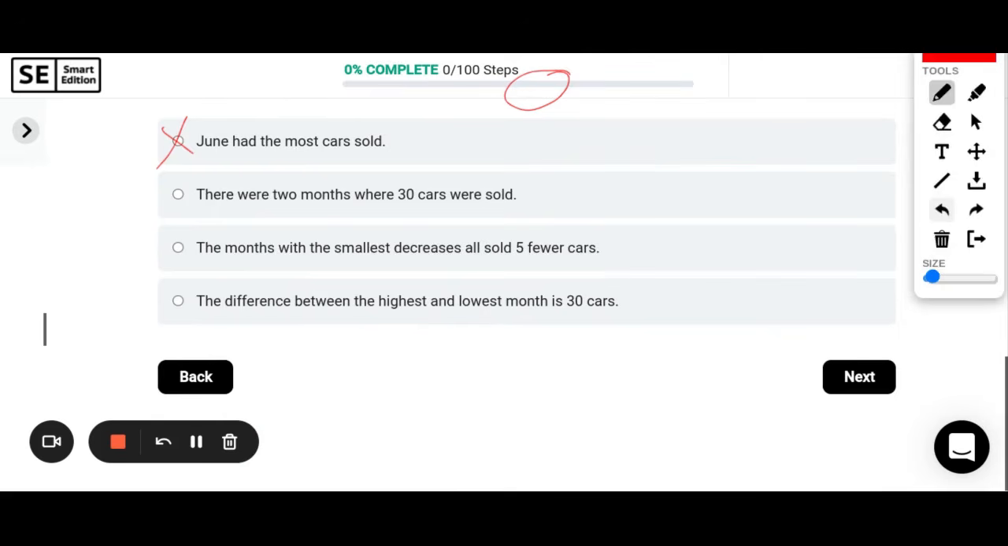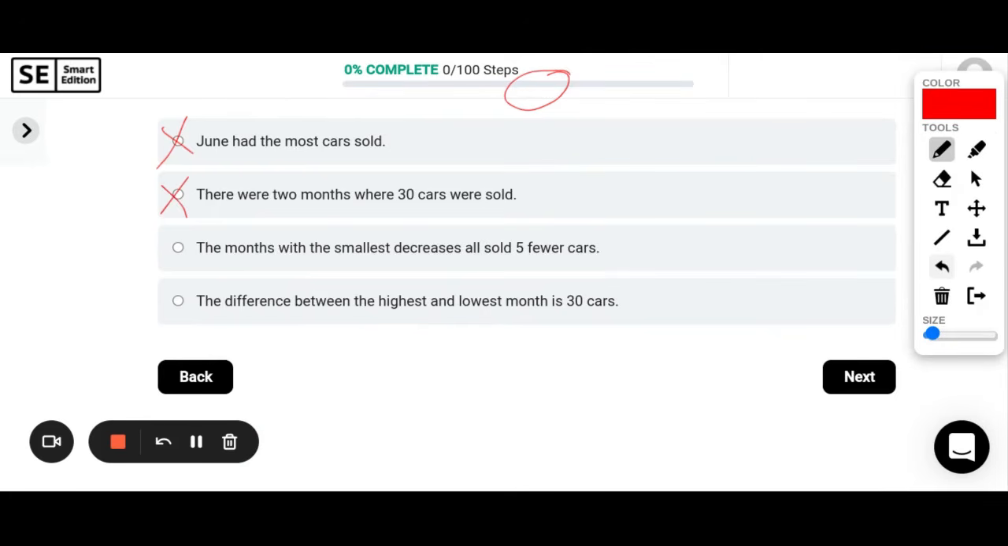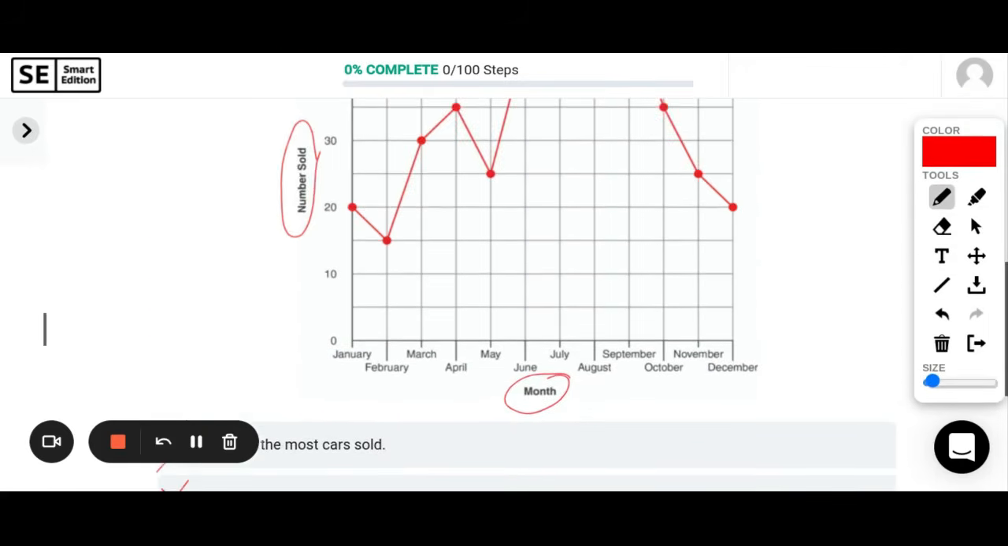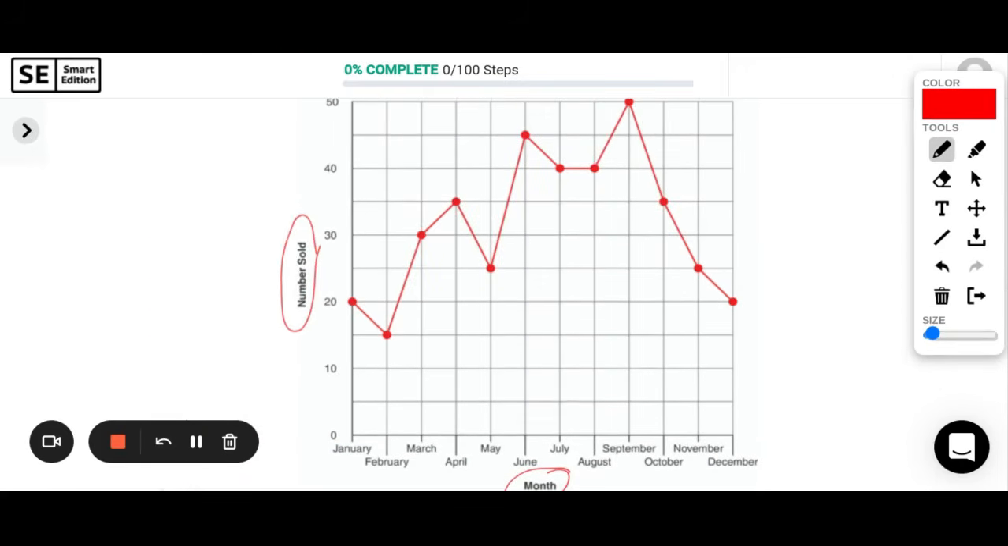All right. The months with the smallest decrease all sold 5 fewer cars. So let's see when we have a decrease. Okay, so we have a decrease here from 20 to 15. So that is a 5 decrease. We have a decrease here, which is from 35 to 25, but that's 10. And that's definitely not the smallest decrease. We're only looking for the ones that are the smallest.